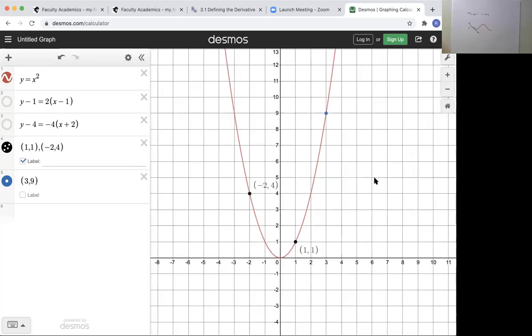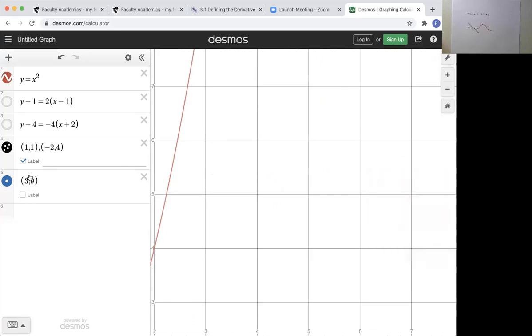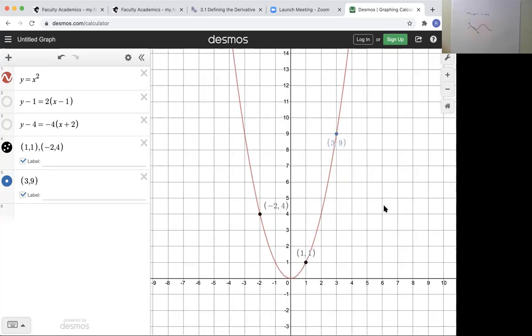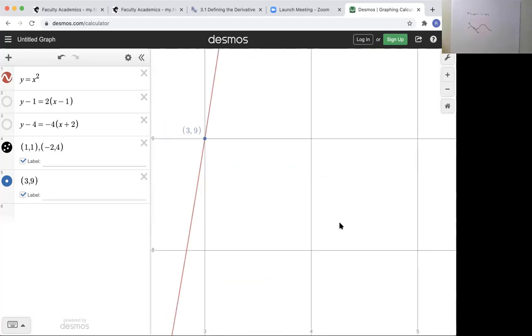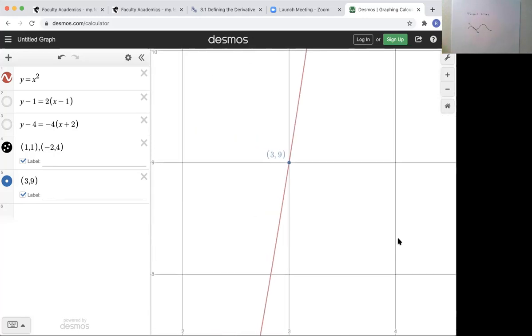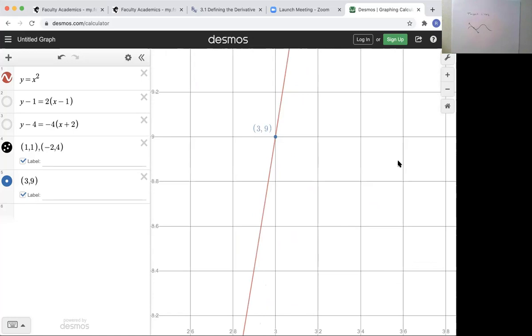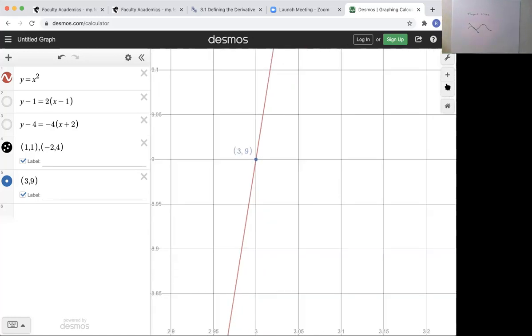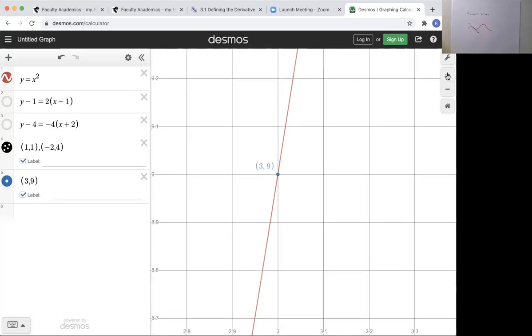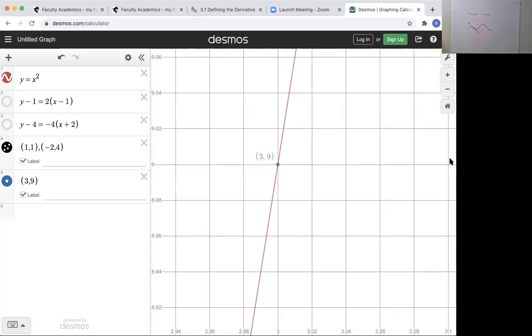So let's go back to 3, 9, and let's zoom in on it. I'm going to label it. So I have the point 3, 9 here, and I want to zoom in very much on the point 3, 9. You see it? So let's just zoom in and keep zooming in.